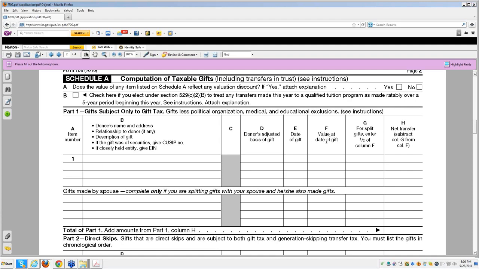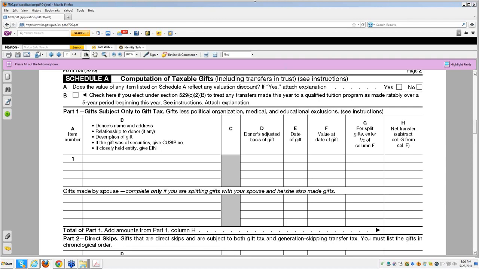Value at the date of the gift is the amount of the mortgage. For split gifts, enter half of column F. Okay, what's the split gift? Well, value at the date of gift. You only list, in other words, I guess if you split, I'm not sure what that means, whether they're talking about.